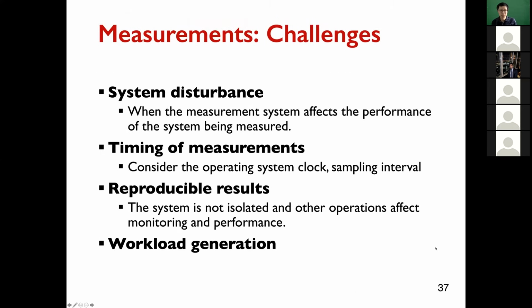Here are some challenges for measurement. The first one is system disturbance. When we measure something, we may affect the actual performance of the system being measured, because we add something to the original system. The second is the timing of measurement. For example, when you measure something very short-lasting, it may already be finished by the time you measure it, so you cannot do the actual measurement. The third challenge is reproducible results. Sometimes we cannot get reproducible results because you have a different environment. The last one is workload generation: how can we generate the workload to simulate actual usage? Those are the challenges. So we talked about performance measurement, and also the software performance engineering life cycle.